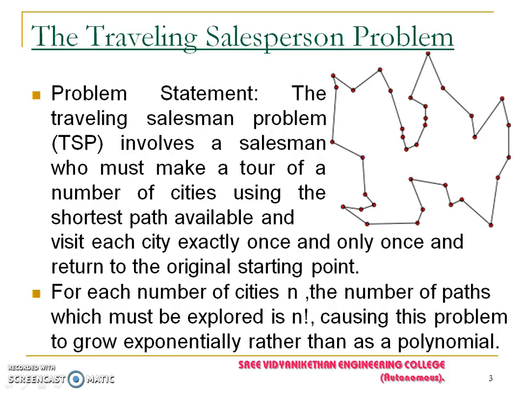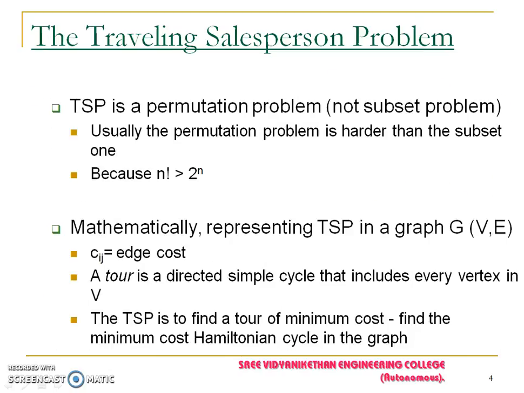When it comes to the traveling salesperson problem, in short TSP, it's all about a salesperson's travel to several cities using the shortest path. He can start from any city, provided each city is visited only once and he must return to the starting city. If there are n cities, then the possible paths of travel are n factorial. This definitely causes the problem to grow exponentially, not polynomially. It's clearly a permutation problem but not a subset problem.